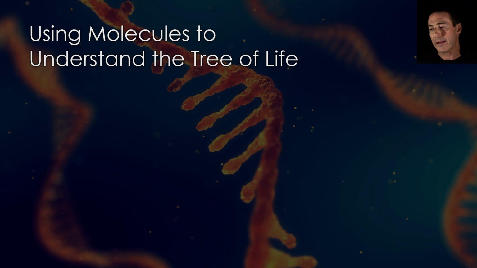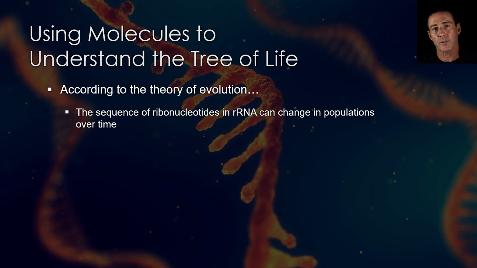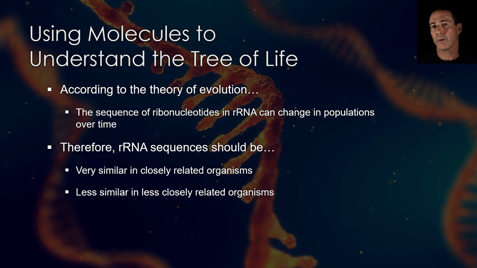Why do you think ribosomal RNA might be useful for understanding the relationships between organisms? Well, the answer is that the ribonucleotide sequence in ribosomal RNA can change during the course of evolution. Although ribosomal RNA performs the same function in all organisms, the sequence of the ribonucleotide building blocks in this molecule is not identical among species.